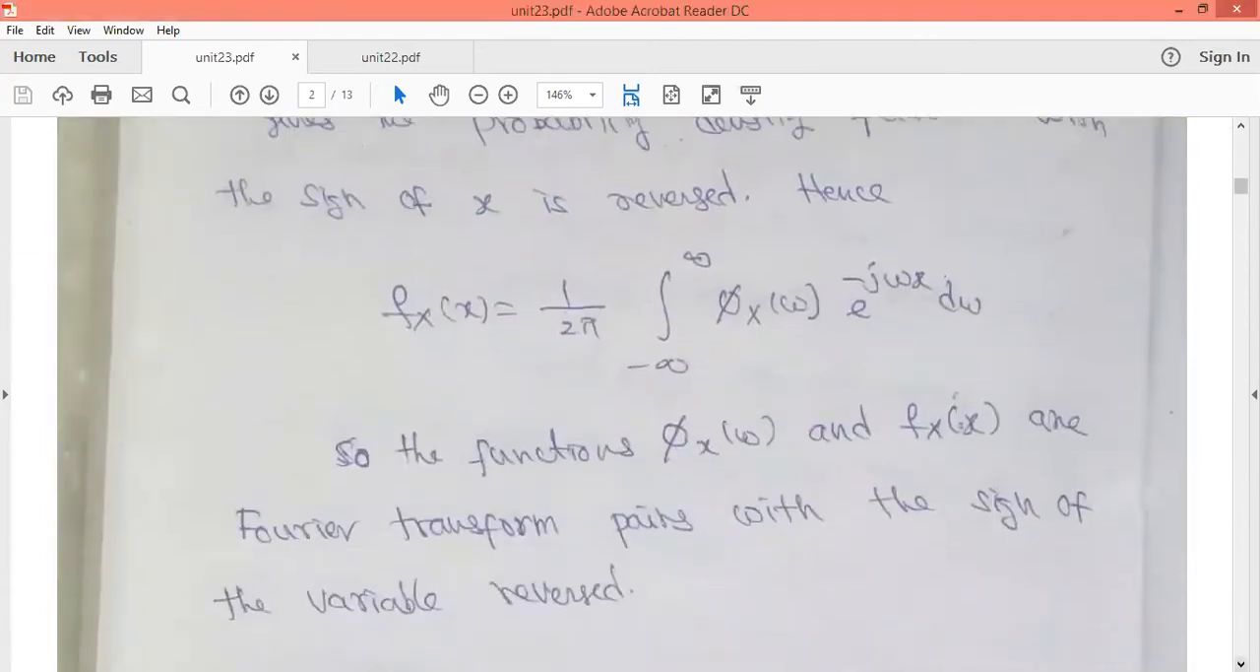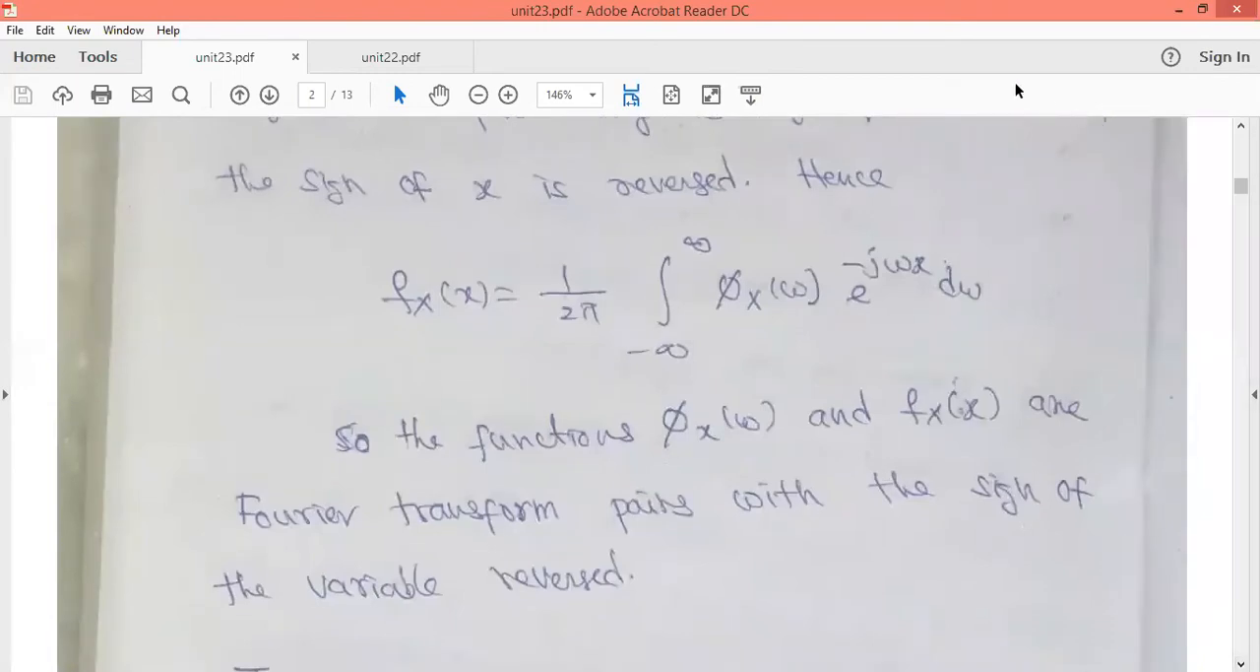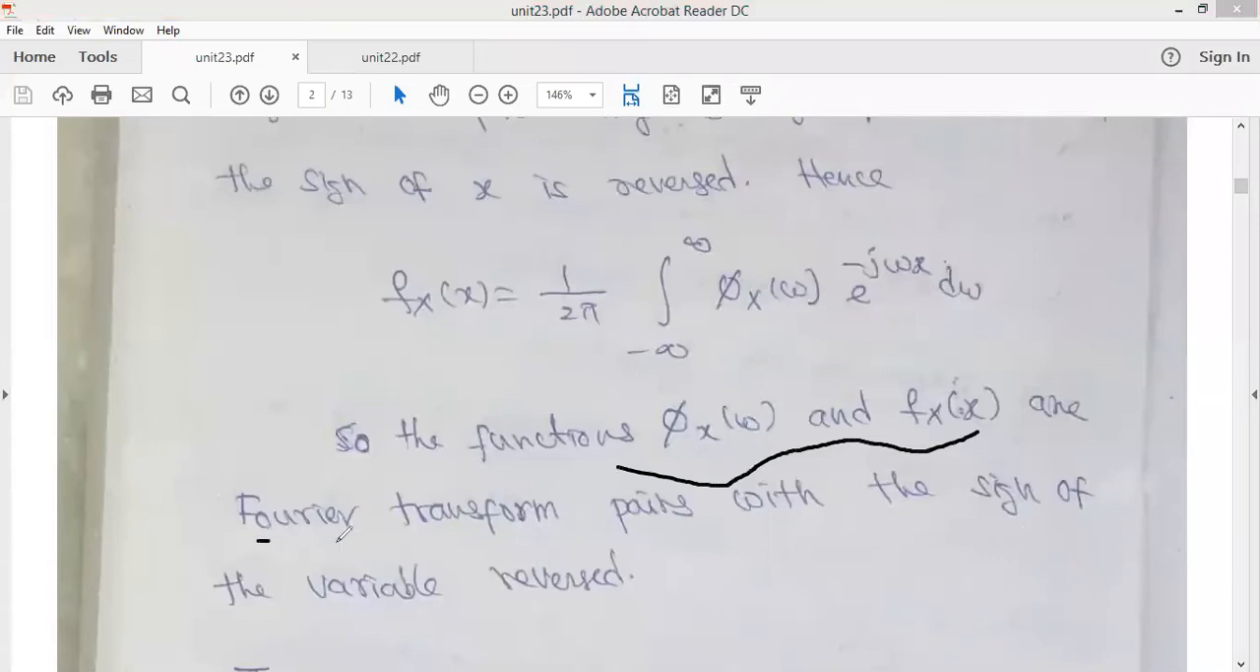Okay, so from these two equations we can say that phi x of omega and fx of x form Fourier transform pairs with the sign of variables reversed. In the formula of phi x of omega, the omega sign should be reversed. In the formula of fx of x, the sign of x should be reversed. So phi x of omega and fx of x form Fourier transform pairs with the sign of variable reversed. So this is the characteristic function.